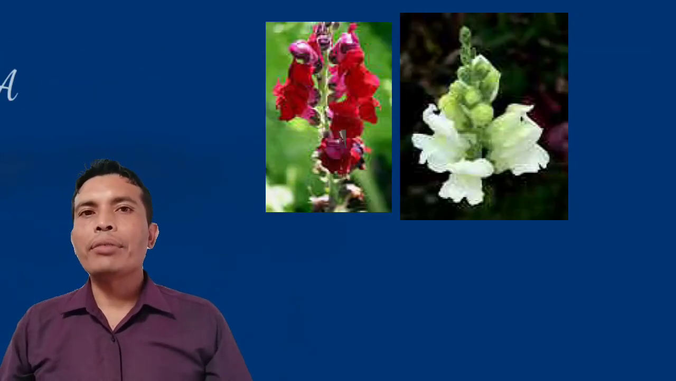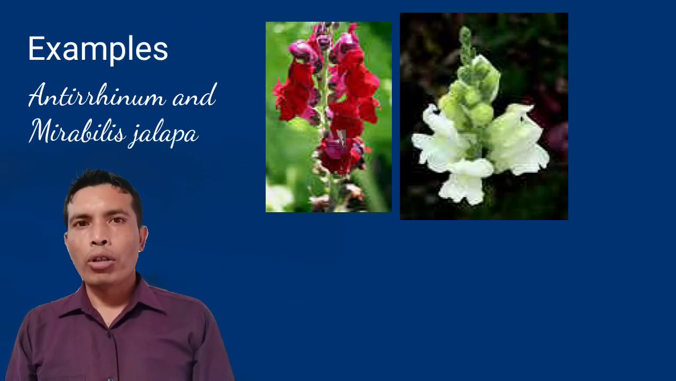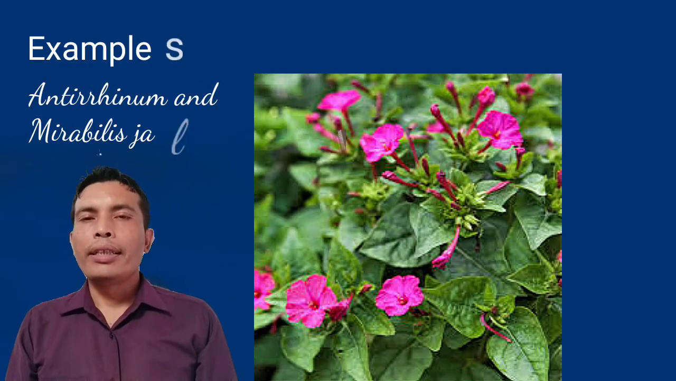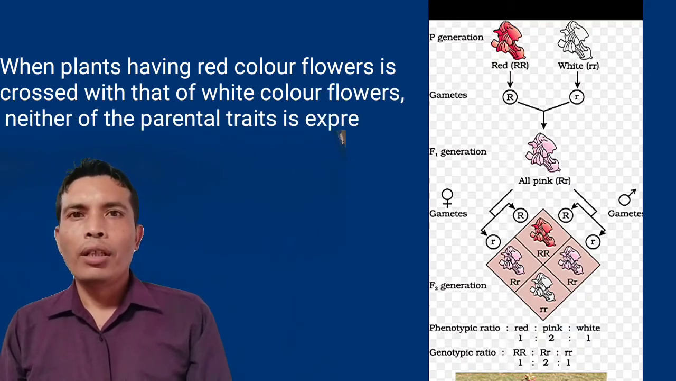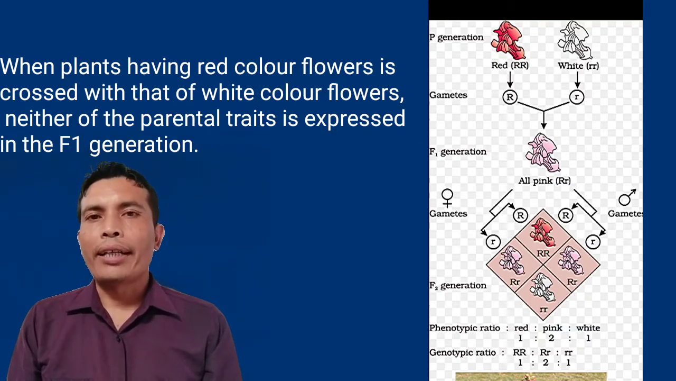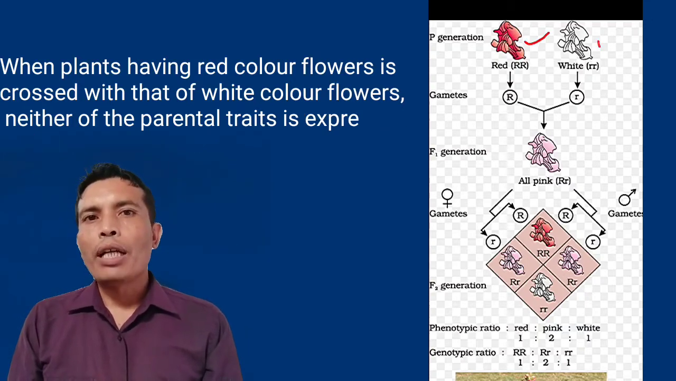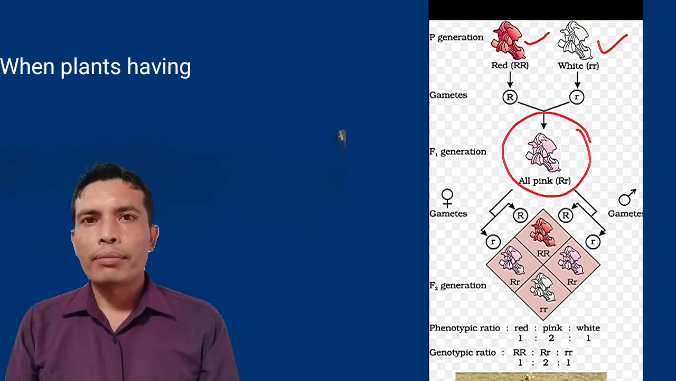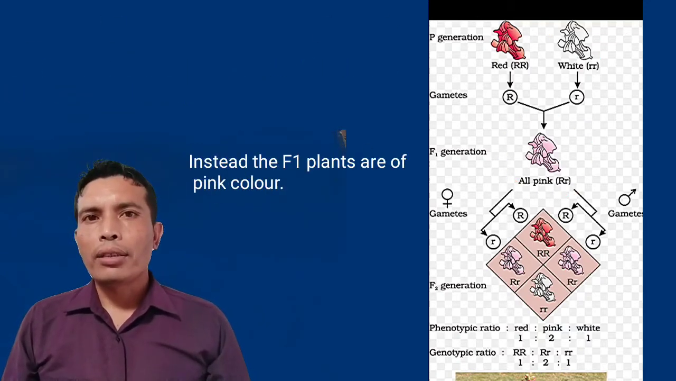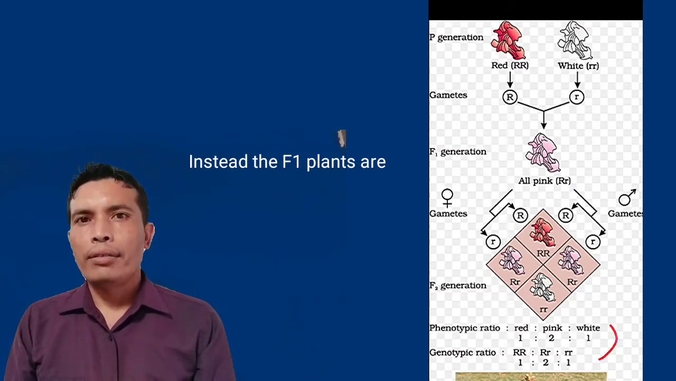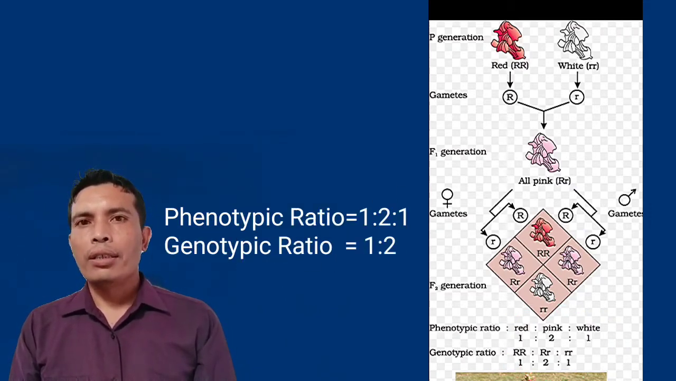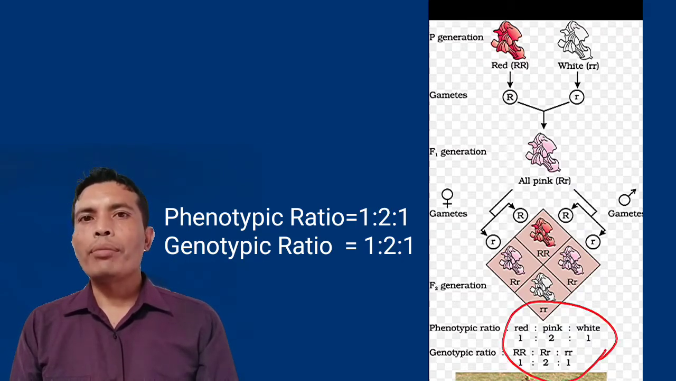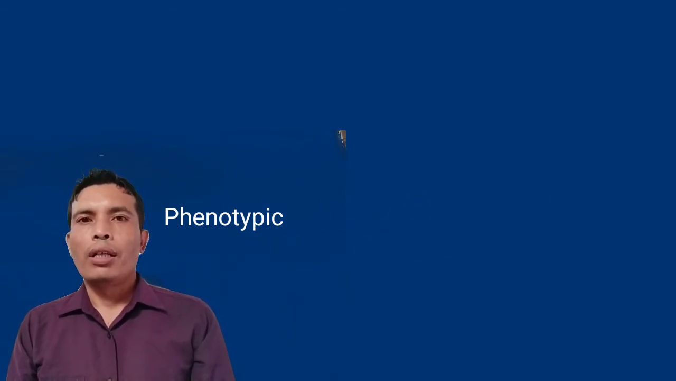For example, in snapdragon flower Antirrhinum and the 4 o'clock plant Mirabilis jalapa, there are two types of flower color in pure state, red and white. On crossing the pure breeding red flower and white flower plants, the hybrid of the F1 generation possesses pink flowers. On selfing F1 plants, the F2 generation comes as one red, two pink and one white. The genotypic ratio comes as 1 capital RR, 2 capital R small r, and 1 small r small r. The phenotypic ratio and the genotypic ratio are the same.